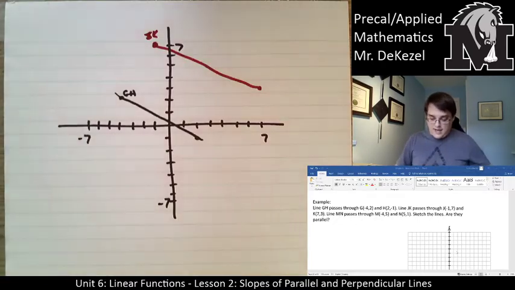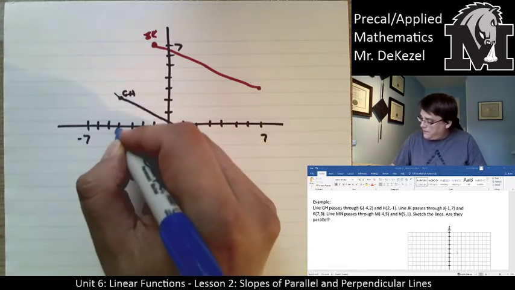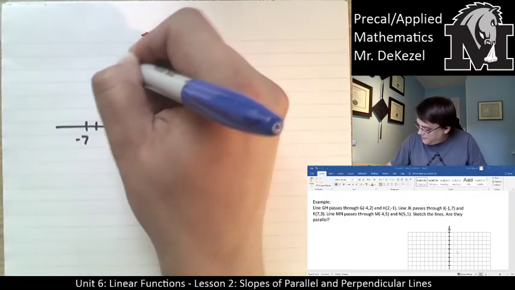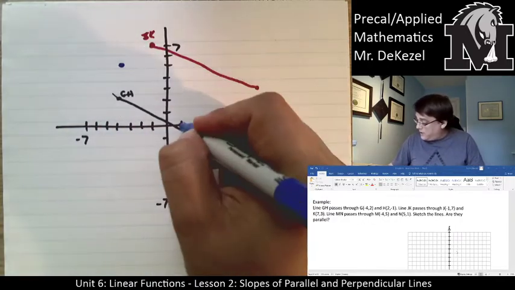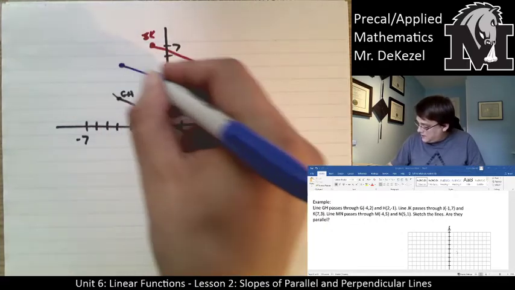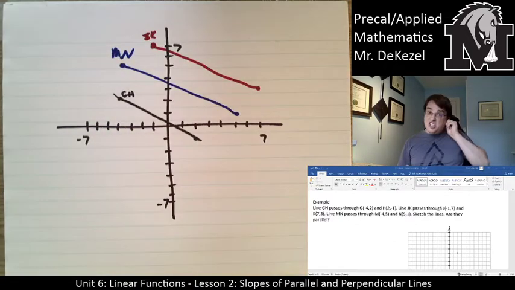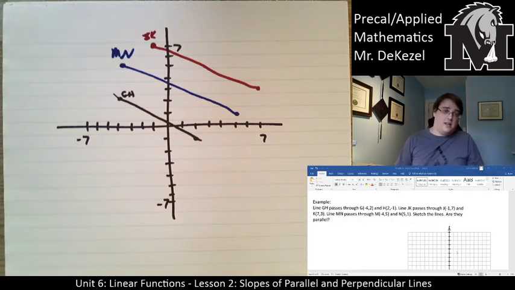Let's do the last line, MN, and then we'll calculate some slopes to find out exactly if they're parallel or not. So let's do it. M is minus 4, 5. So minus 4, then 1, 2, 3, 4, 5 up. That's right about there. And N is 5, 1. So 1, 2, 3, 4, 5, and 1 up is right there. Connect those. So it looks like they all might be parallel, or maybe JK and MN are parallel, maybe GH. It's really hard to tell.